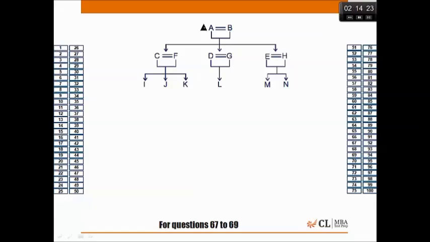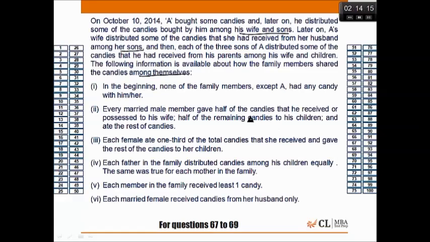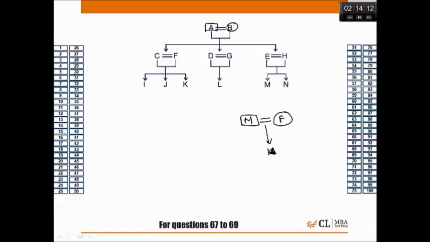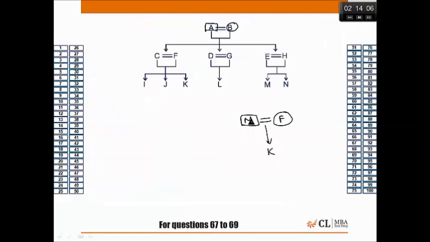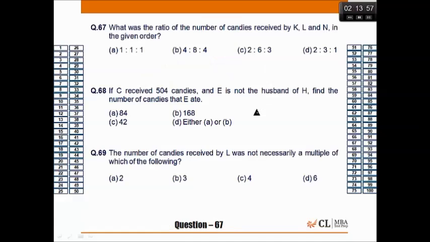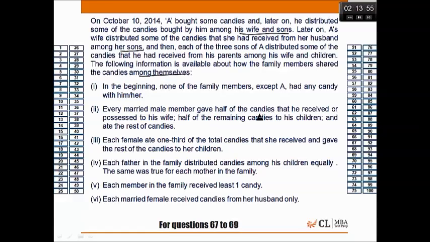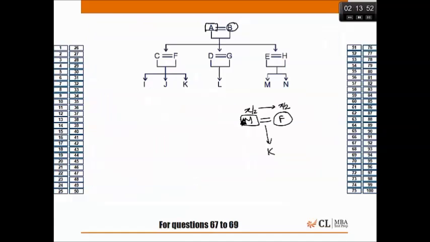Okay, let's put it here. So okay, let's take this one. Every male member, that's husband, wife. Okay, what is it saying? This is, let's say, kid. Every male member gave half of the candy that he received to his wife. So if he received X, he gave X by 2 to his wife. So now he has X by 2, wife has X by 2. Now next is half of the remaining candies to his children. Half of the remaining candies would mean he gave X by 4. So now he has X by 4 with him.